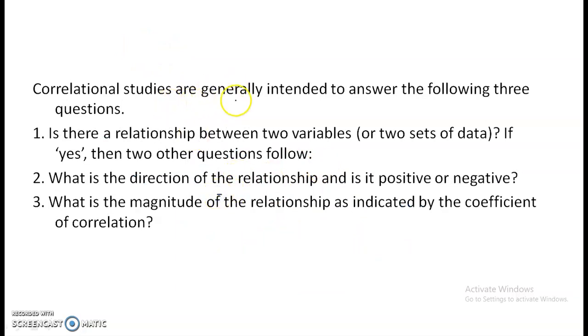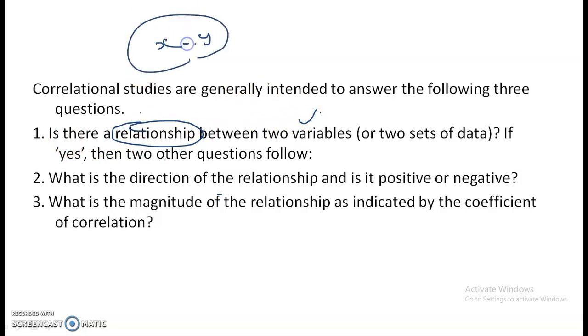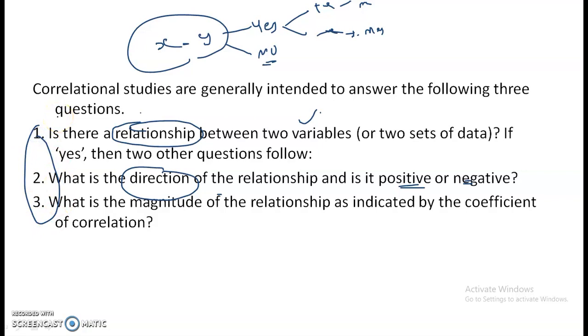As I told, correlation studies are intended to answer the following three questions. First, is there any relation between the two variables or not? If x and y, is there any relation between both these two or not? We are going to find out yes or no. If the answer is no, then it does not come under correlation. If the answer is yes, then again two types will come, one positive and the second one negative. That means what is the direction of the relationship, whether it is positive or negative. Next, if it is positive, then magnitude, that means how much it is increasing. If it is negative, then magnitude, how much it is decreasing. So these three questions come under correlation type of studies.